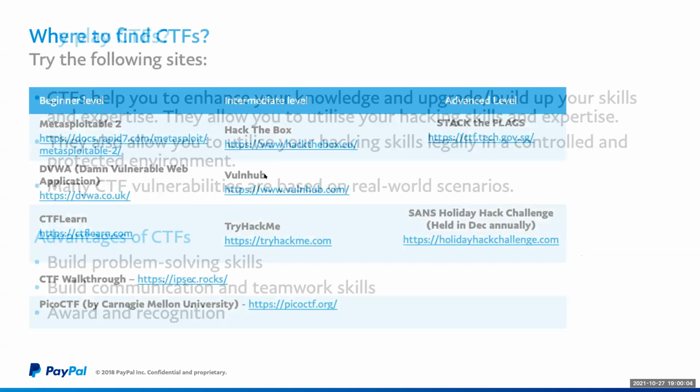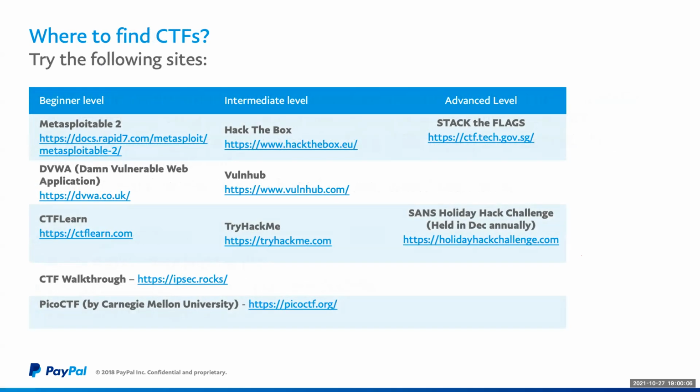Okay, so next one, where can we find the CTF? Here I have divided them into 3 different phases: beginner level CTF, intermediate level CTF, and advanced level CTF. If some students couldn't score a lot during Hack to Win CTF, in that case I prepared them to start from the beginning. So how can they start from the beginning?